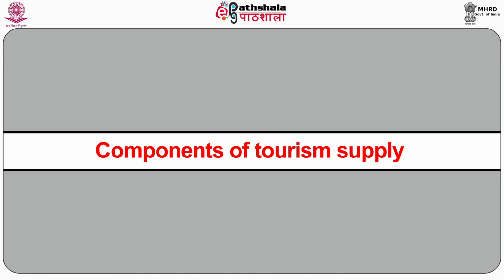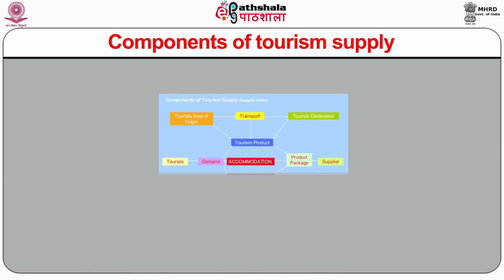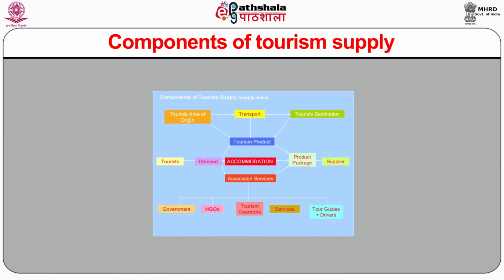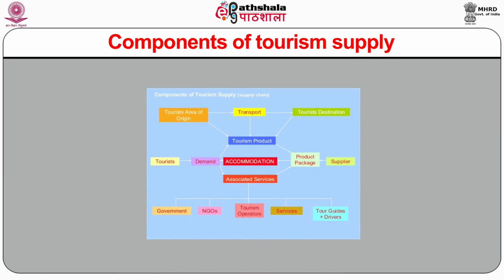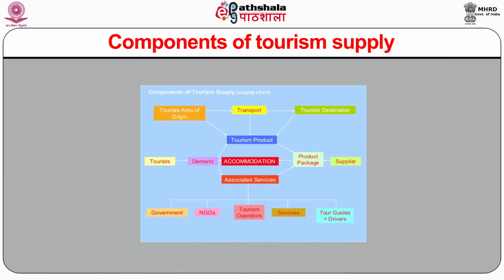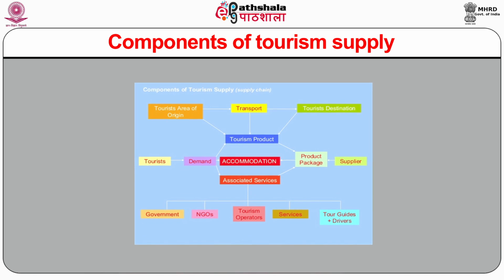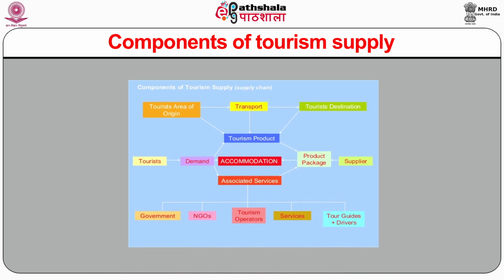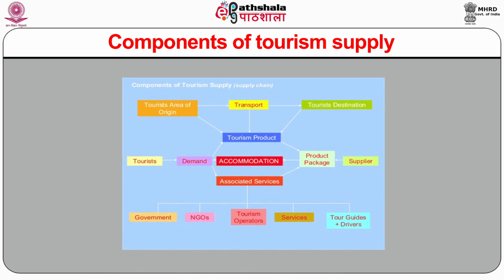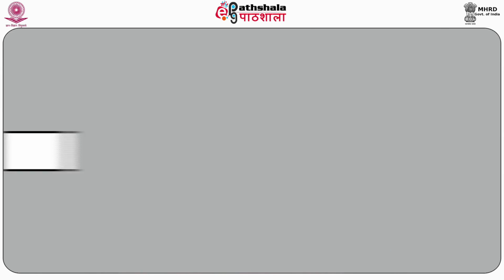Now I will discuss the components of tourism supply. The components of tourism supply are attractions, transportation, intermediaries, destination and activities. Now I will discuss each of them individually.